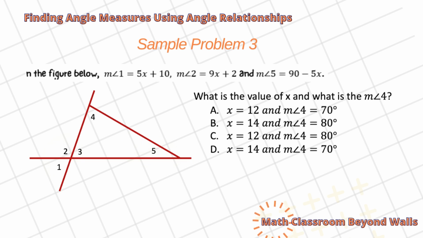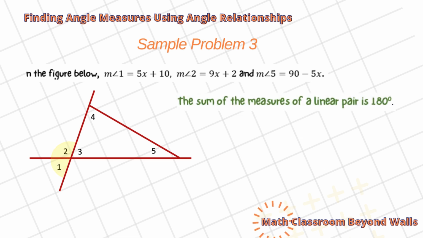Okay, so angle 1 and angle 2 form a linear pair, right? What did we say about the sum of the angles of the two? Correct, the sum is 180 degrees. Here's again the relation in equation form. That is, the measure of angle 1 plus the measure of angle 2 equals 180 degrees. Angle 2 and angle 3 are likewise a linear pair, so they will have the same relationship.